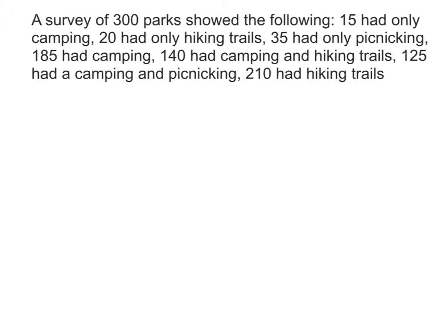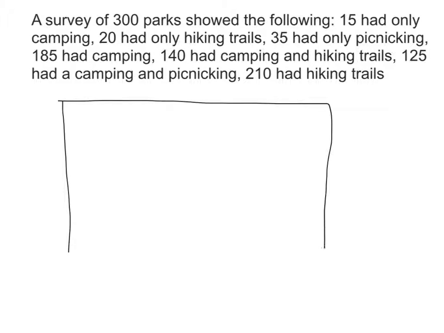So we're going to do that by drawing a rectangle. This represents the universal set. In this case, the universal set would be parks. So when we add up everything at the end, we should definitely have 300 parks. If we don't, then we've got a mistake.